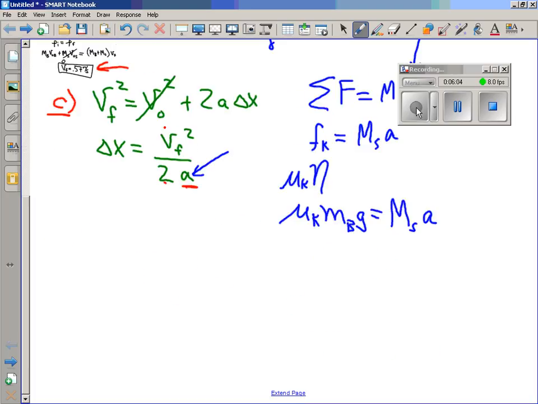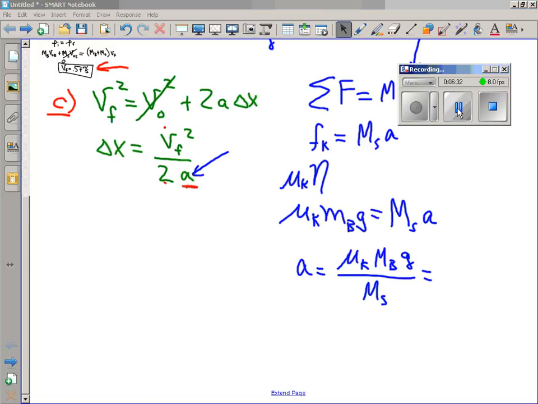Okay, so we're going to solve for the acceleration of the slab now. Acceleration of the slab equals mu sub k times mass of the block times g divided by mass of the slab. We know all these values. Mu sub k, it tells us in the problem, is 0.2. Mass of the block we know, 9.8 meters per second squared for gravity, and the mass of the slab we also know. And so we can solve for that. And when we do, we get an acceleration equal to 0.33 meters per second squared.